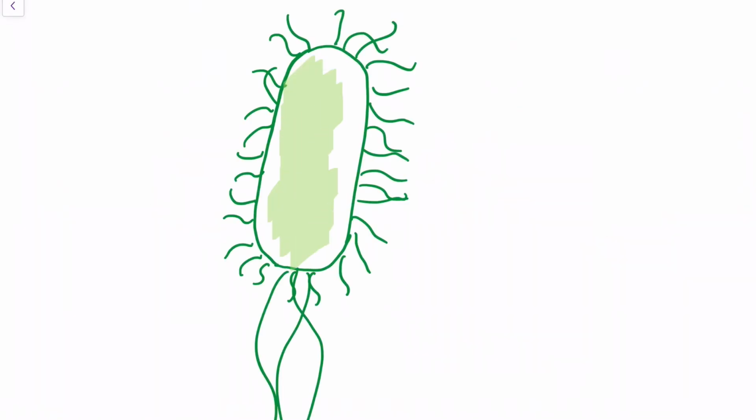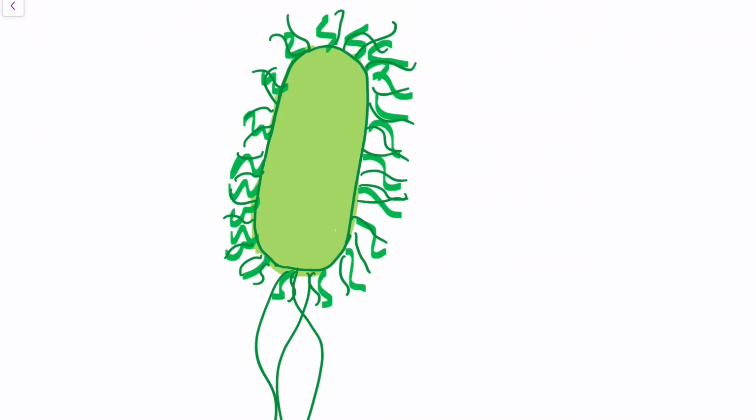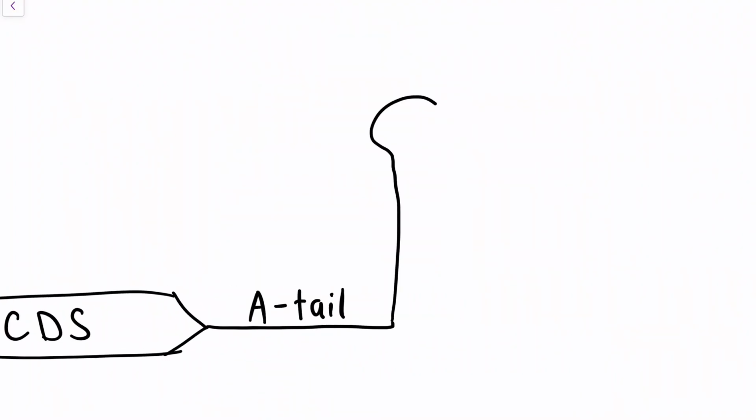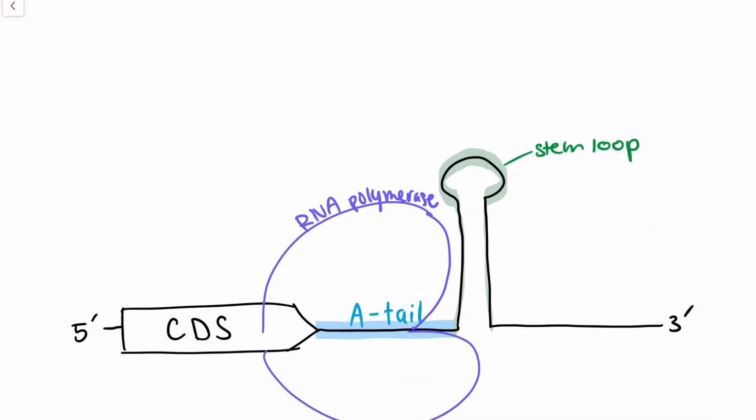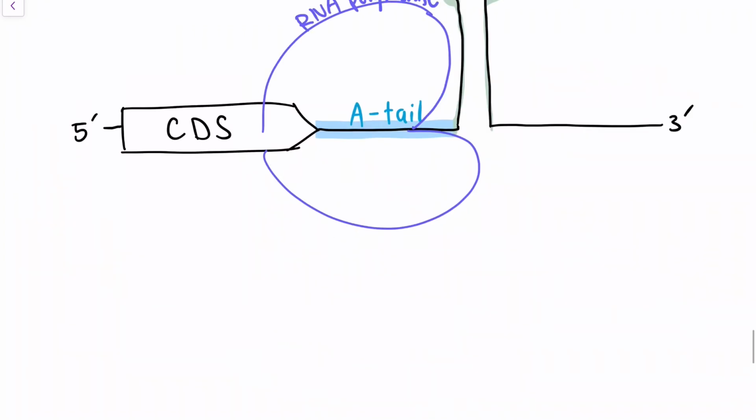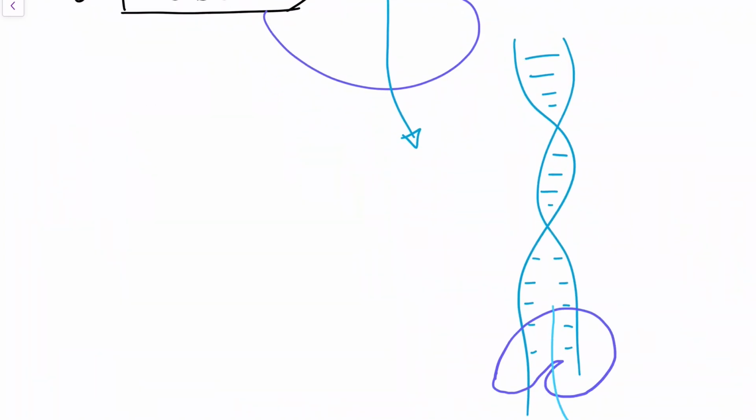Terminators are located at the end of the gene to stop transcription. E. coli terminators are rho independent, which means that they have a stem loop that stops RNA polymerase and an A tail that separates the RNA from the DNA and RNA polymerase.